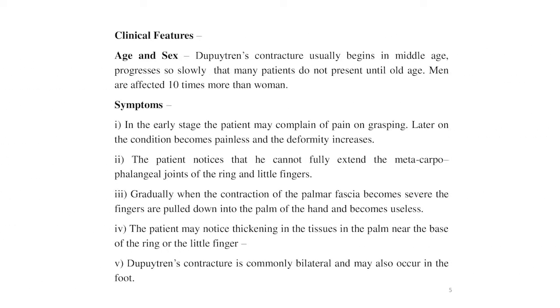Now the clinical features of Dupuytren's contracture. First, age and sex. Dupuytren's contracture usually begins in middle age. It progresses so slowly that many patients do not present until old age. Men are affected 10 times more than women.